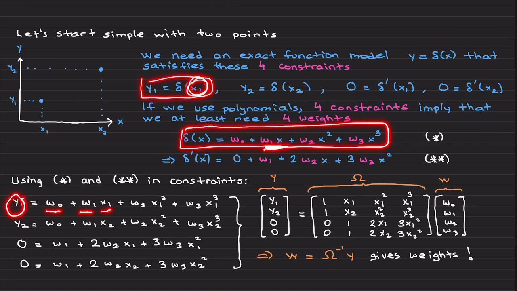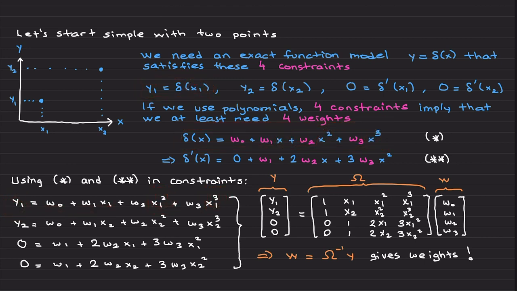x1 and I'm using x1 to the power of 2 and x1 to the power of 3. I am using the same equation for y2 point. You have this expression. I am doing the same for this prime equation. Basically 0 equals to delta prime at x1. So 0 equals to w1, 2w2 x1 and x1 to the power of 2. I am doing this for x2 as well for this constraint.